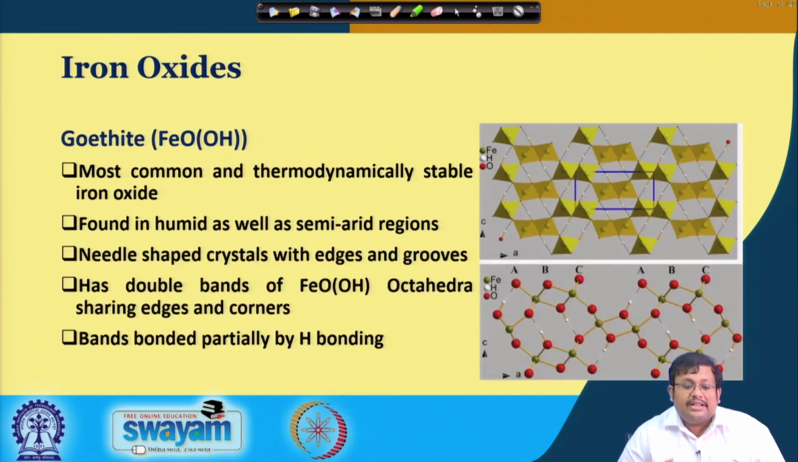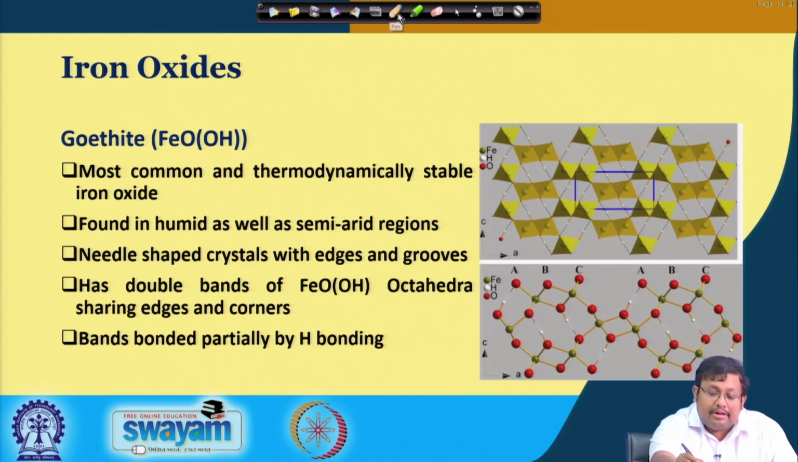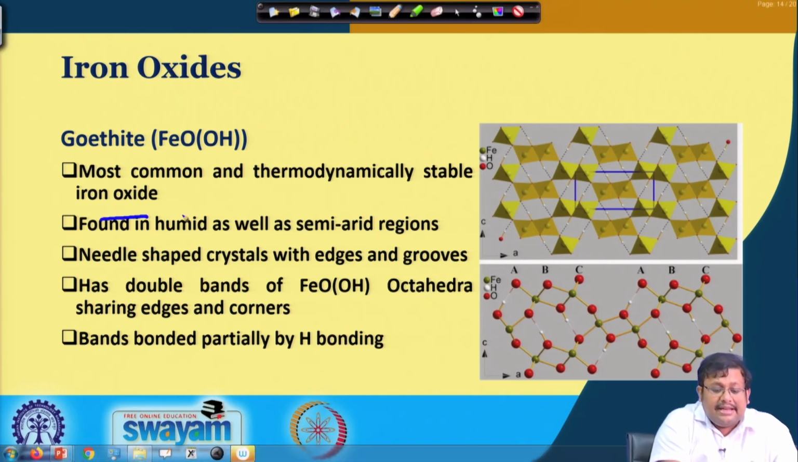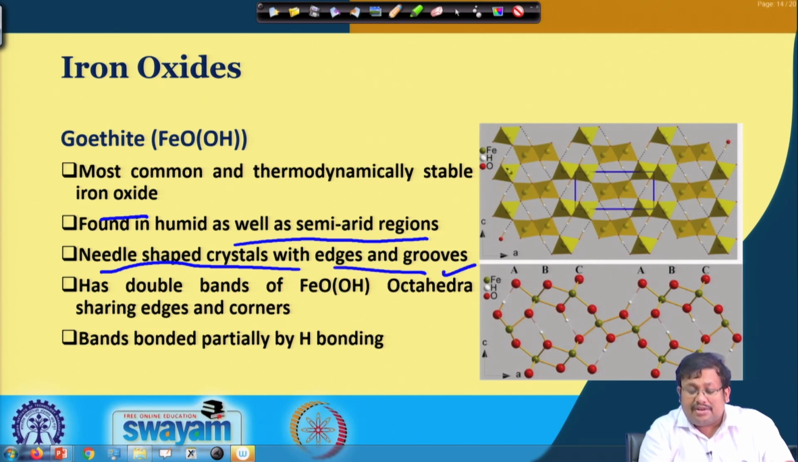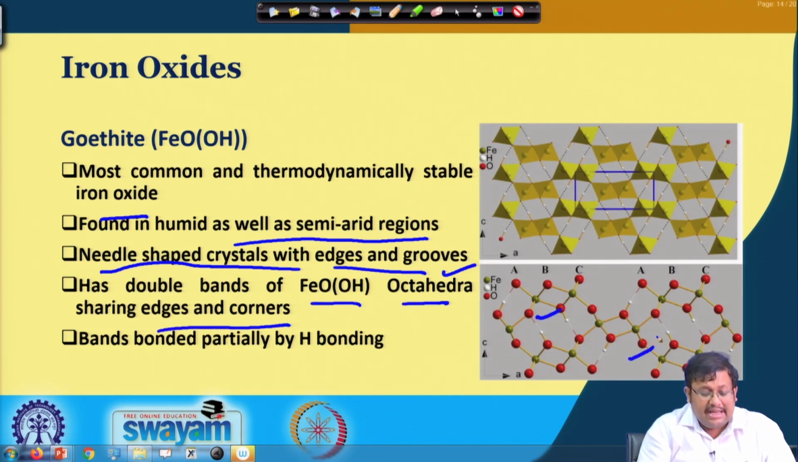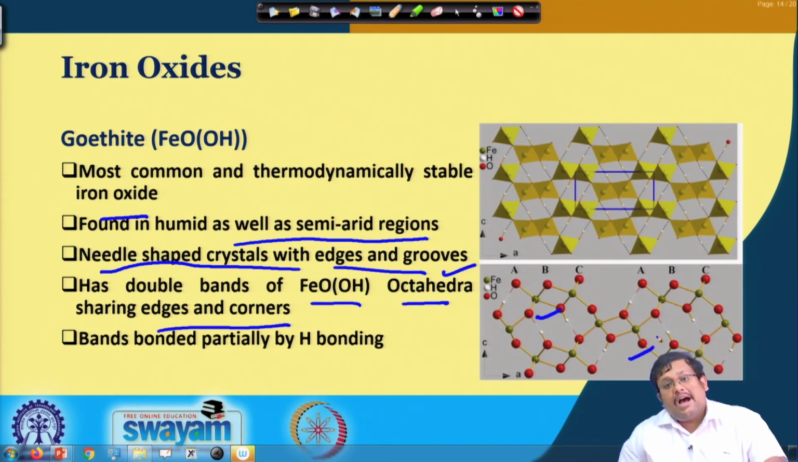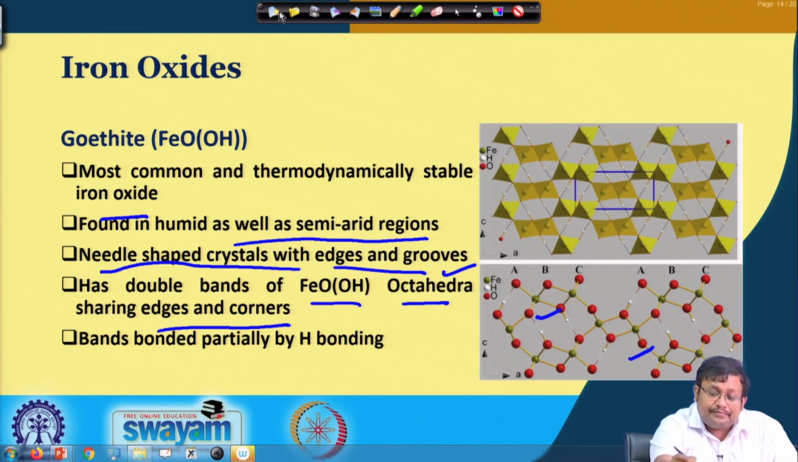So, goethite, as I have told you, is one of the most common and thermodynamically stable iron oxides. It is found in humid as well as in semi-arid regions. It is basically needle-shaped crystals with edges and grooves, as you can see from this structure. It has double bands of FeOH octahedra sharing edges and corners, and the bands are also partially bonded by hydrogen bonding. So, this is the structure of goethite.